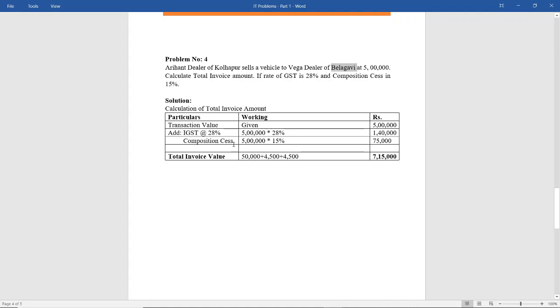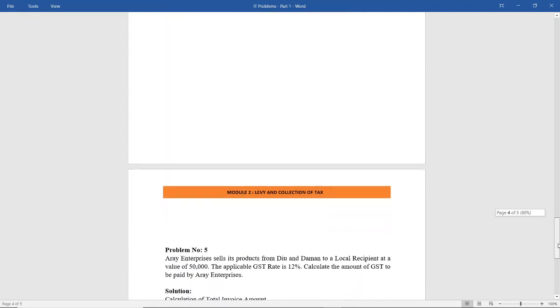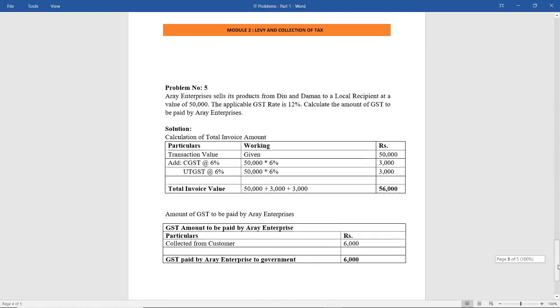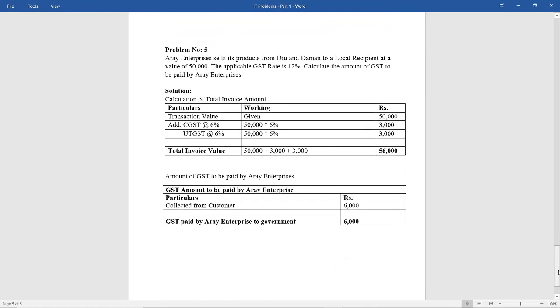Compensation cess is always charged at 100% of whatever rate is mentioned. So the rate mentioned is 15%, and compensation cess is always charged again on the transaction value. So 5 lakh into 15%, you get 75,000. So the total invoice amount is going to be 5 lakh plus 1 lakh 40,000 plus 75,000. That is 7 lakh 15,000, which is going to be collected by Arihant from the Vega dealer of Belagavi. Now let us move to the next problem.